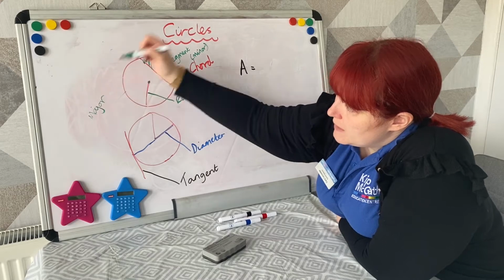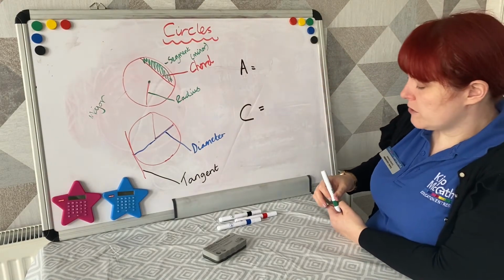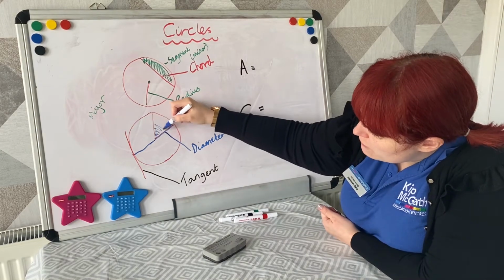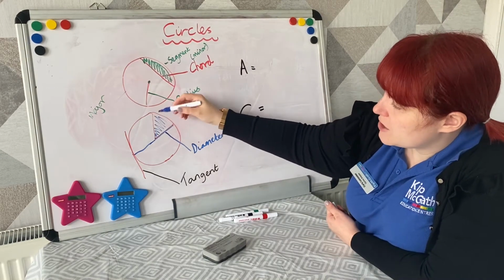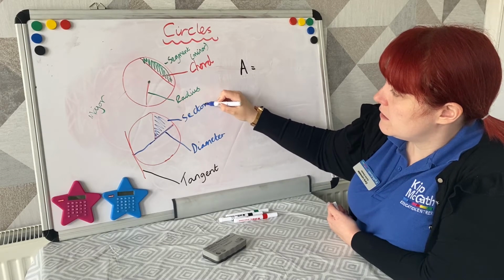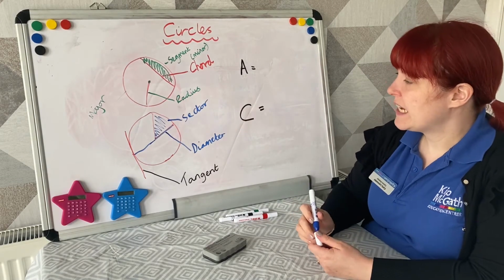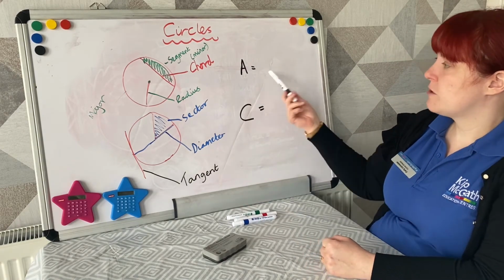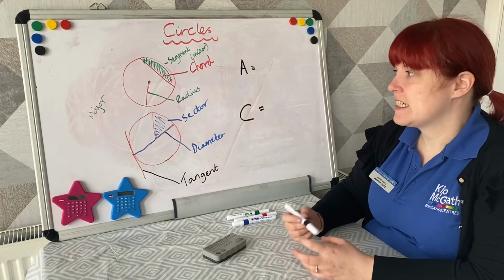Okay, and then we also have this guy here. So when we've got two radiuses that cut up a section like that, that is called a sector. Okay, and those are all our key parts of circles labelled. From there, we'll move on to our two key formulas that children need to learn.